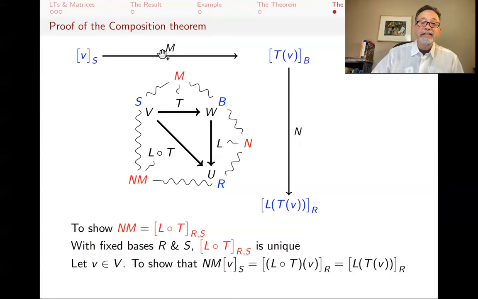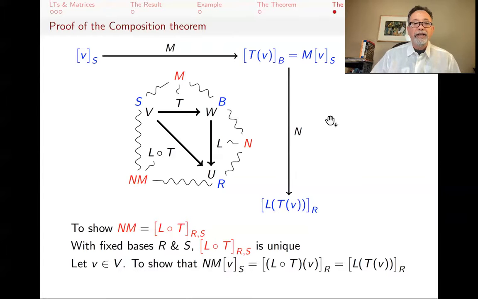And instead of T, I have M. M does the job for me. So if I take M and multiply it by this coordinate vector, I get that. If I take N and multiply it by that coordinate vector, I get that. But let's see what that means. M times the coordinate vector of V with respect to S is the coordinate vector of T of V with respect to B. I haven't said anything profound: if you take M and multiply it by the coordinate of V with respect to S, you get T of V with respect to B. But what about going down here?